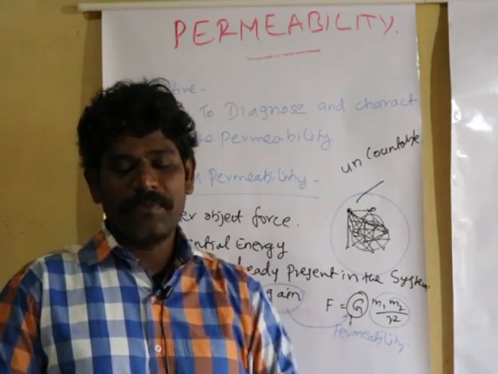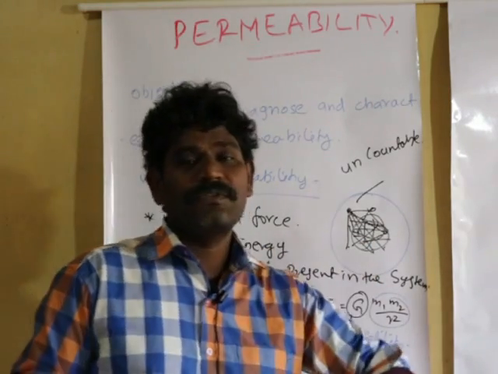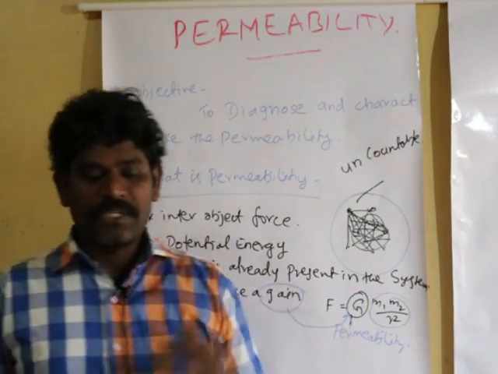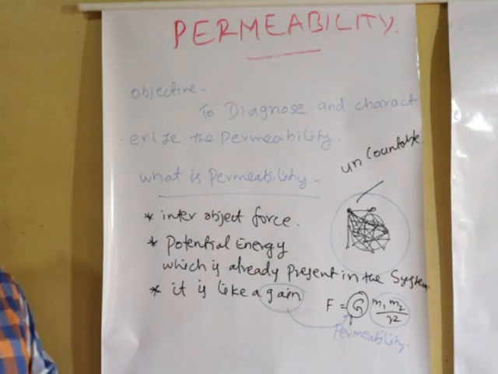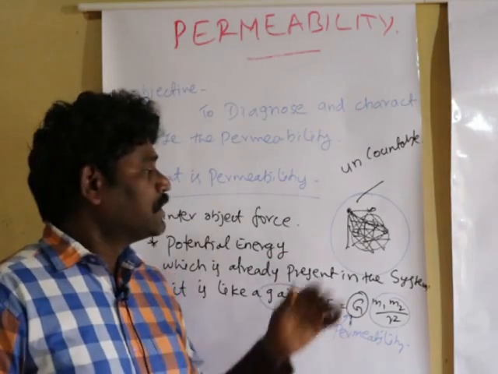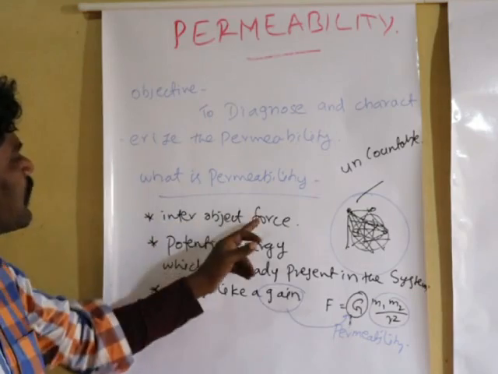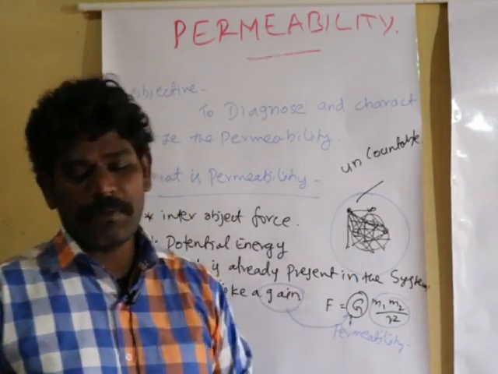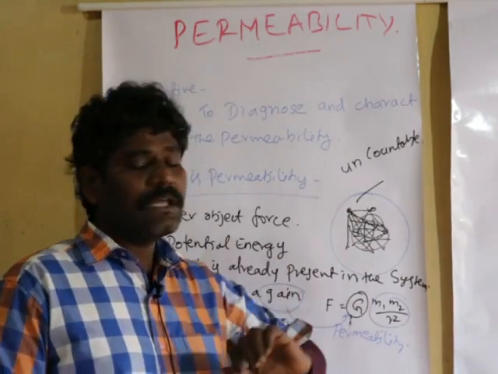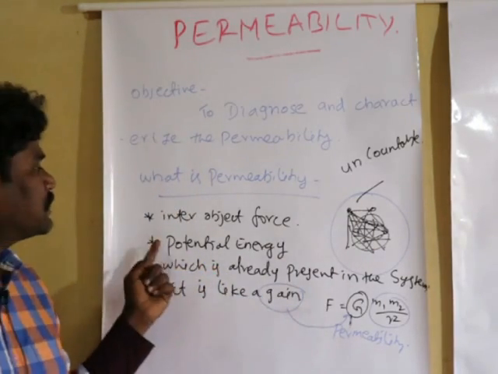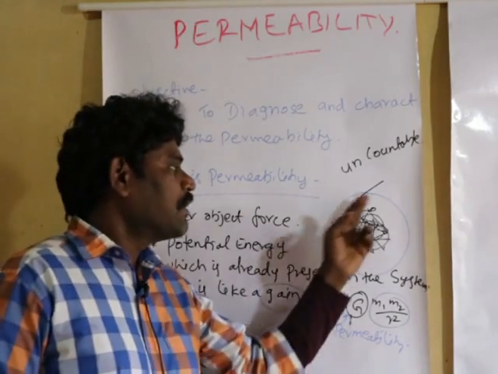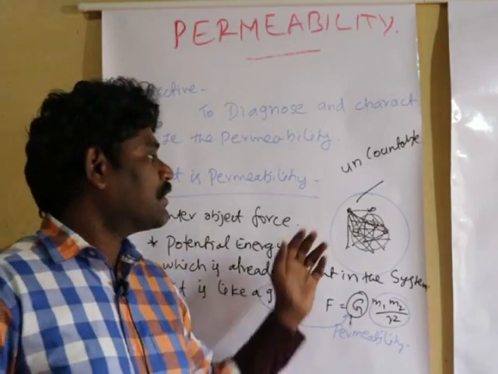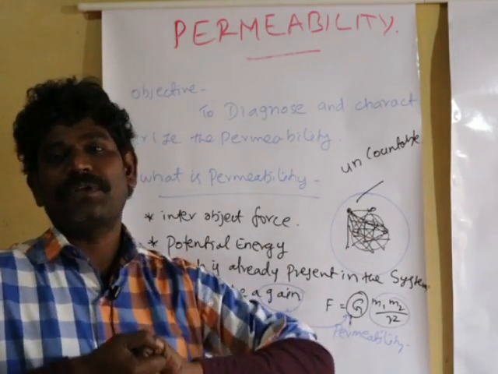They are already tied up within the systems. This force will be called permeability. This is like a potential energy, and this energy is already tied up within the systems with each other. So this is an inter-object force. Within this system we have an ample number of objects, all tied up with each other, and this is like a potential energy. Whatever energy we have here is already present, and all are tied up with each other.